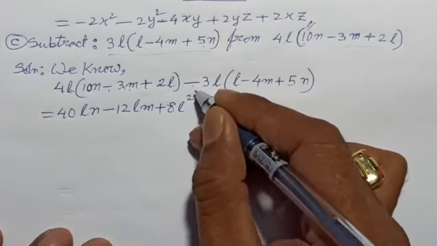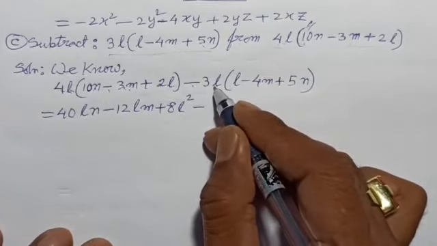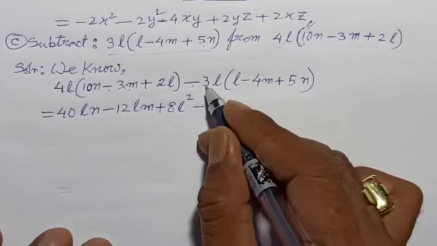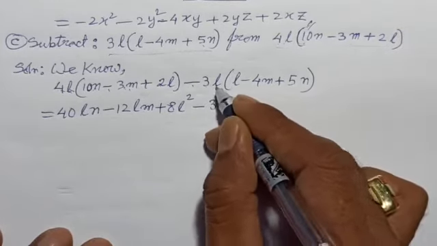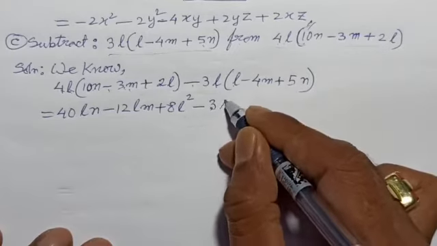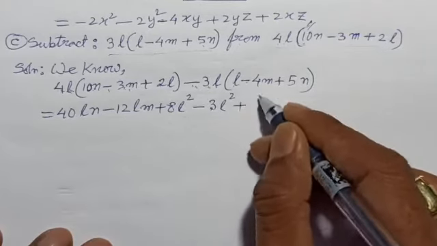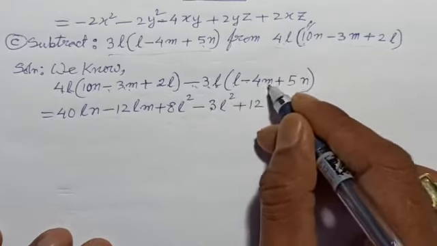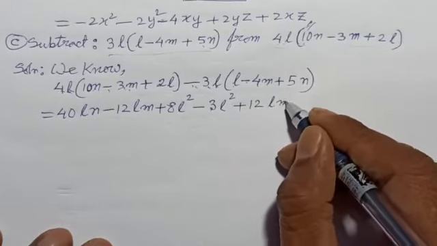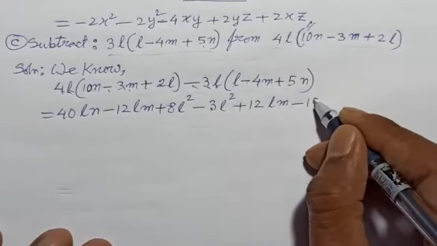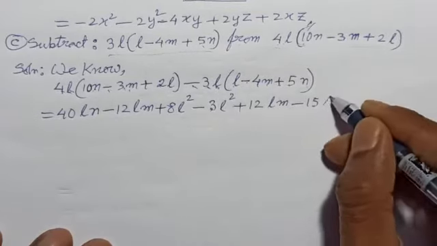Then minus sign. This 3L will multiply L minus 4m plus 5n. Now let's multiply 3 first. L into L is L square. Minus into minus is plus. 3 into 4 is 12. L into m is lm. Minus into plus is minus. 3 into 5 is 15. L into n is ln.